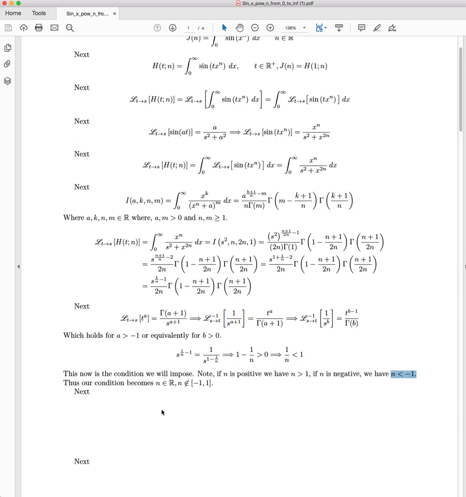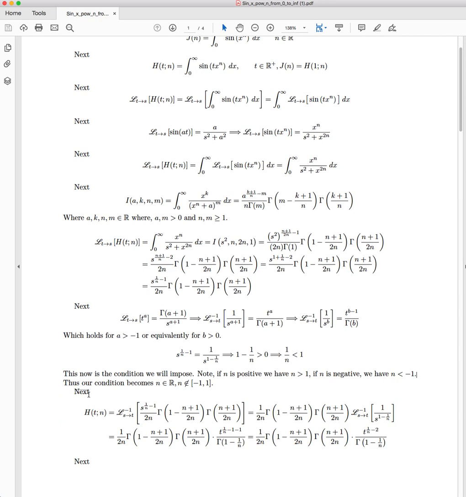That's just the condition that we've got. Okay, so now that we've imposed that, we can take our inverse Laplace transform. So h of t semicolon n is equal to the inverse Laplace transform of the quantity. Remember, anything that doesn't involve s is essentially a constant in the eyes of the inverse Laplace transform that we're taking. And so we can just bring it out the front, which is what we've got here.